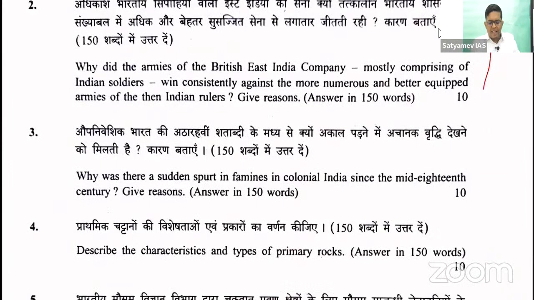10 marker. Why did armies of British East India Company, mostly comprising of Indian soldiers, win consistently against the more numerous and better equipped enemies of the then Indian rulers? So if I say, after seeing this question, first you will have to identify what all rulers were defeated by Britishers from India. So if I say, Rajputana were very prosperous when Britishers came, yet you will see that they had a very good amount of soldiers in good numbers, and Britishers were very few, but they ruled.